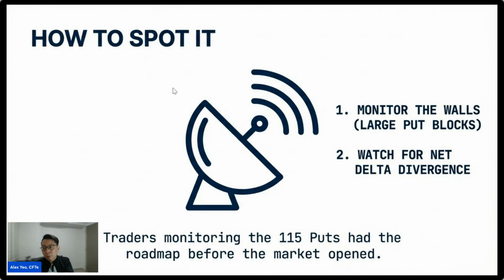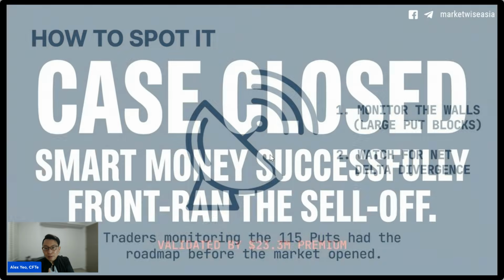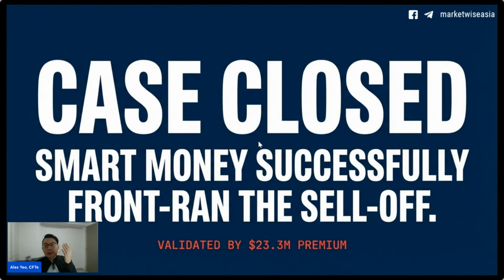So how do we spot it? I spot unusual options flow in stocks or ETFs. I monitor the so-called prints as well, looking for delta divergence. So, case closed. The smart money has successfully front-run the sell-off, validated by this 23.3 million premium.